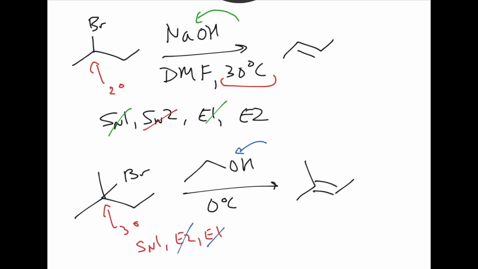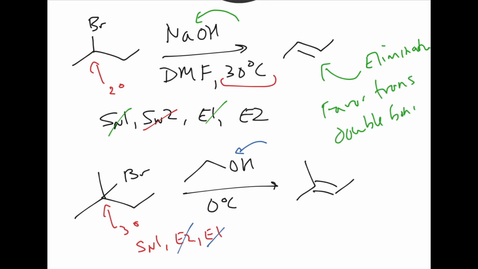Something I want to point out that I forgot to point out earlier is eliminations favor trans double bonds. Because trans double bonds are more stable than cis double bonds, right? They want to make the most stable double bond they can. That extends to being cis versus trans. So just keep that in mind. You want to make the trans double bond if you can.